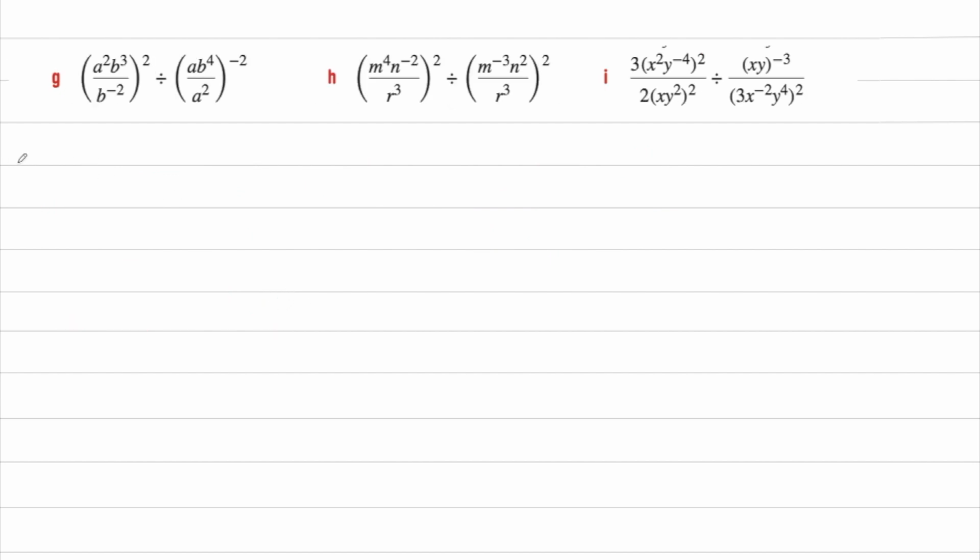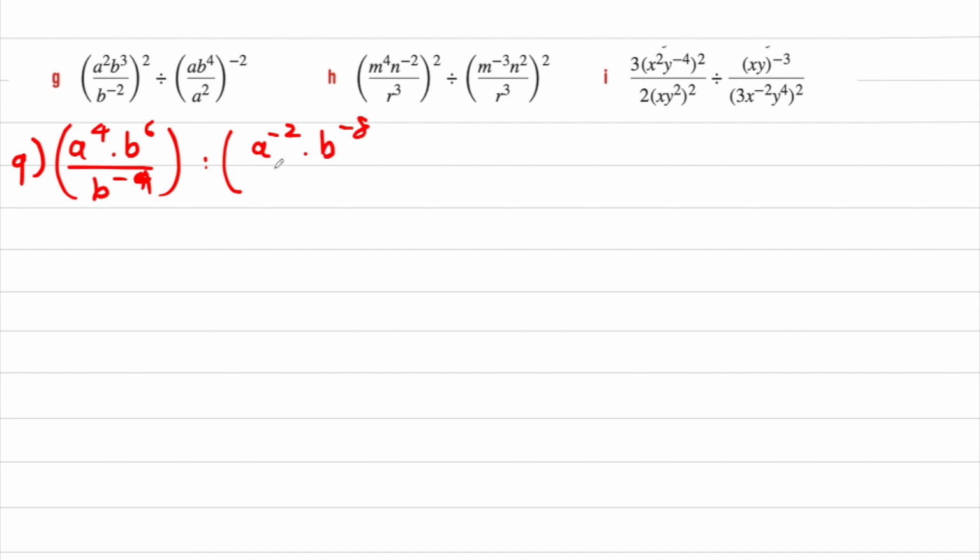Question G, a little bit harder, division of negative. For the first term, you got a square outside, so this one will be a to the power of 4 and b to the power of 6 over b to the power of minus 4. Divide by the other one. The other one will be a to the power of minus 2, b to the power of minus 8, and then a to the power of minus 4 for this writing.